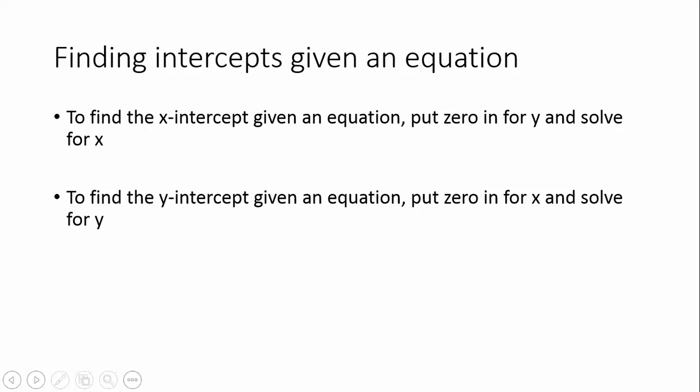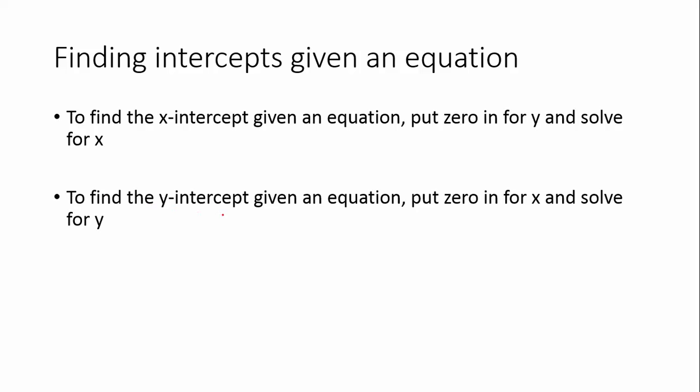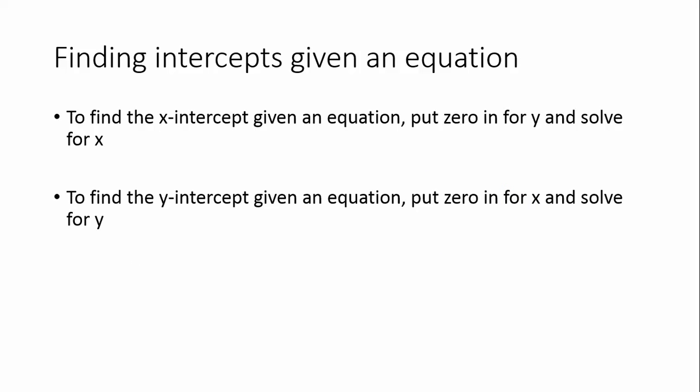So let's determine how we can find the intercepts given an equation. To find the x-intercept given an equation, we want to put 0 in for y and then solve for x. So let's go back and look at that last example. We're putting 0 in for y because the y value at that ordered pair is 0. Then similarly, to find the y-intercept given an equation, we're going to put 0 in for x. And if we go back, we look at the ordered pair, notice that the x-coordinate of the y-intercept is 0. That's why we put 0 in for x. So kind of remember opposites. For the x-intercept, you're putting 0 in for y. And for the y-intercept, we're putting 0 in for x.